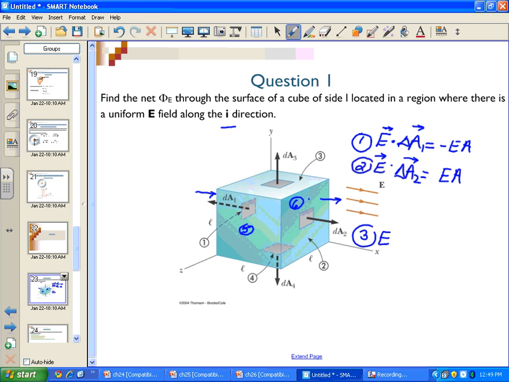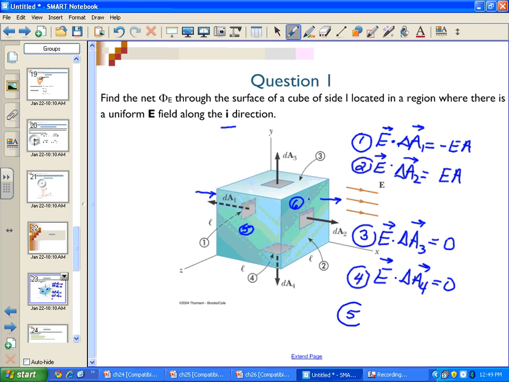In this case, the electric field dotted with the area normal for face 3 is equal to 0 because the angle between the electric field direction, which is in the i-hat, and the area normal of face 3, which is along the positive j-hat direction, is 90 degrees, and the cosine of 90 degrees is 0. Likewise, we can say the same for face 4, because the angle here again is 90 degrees.